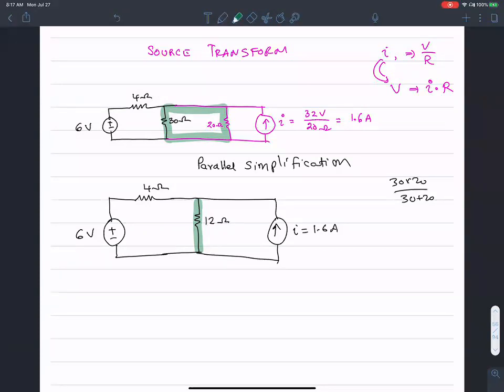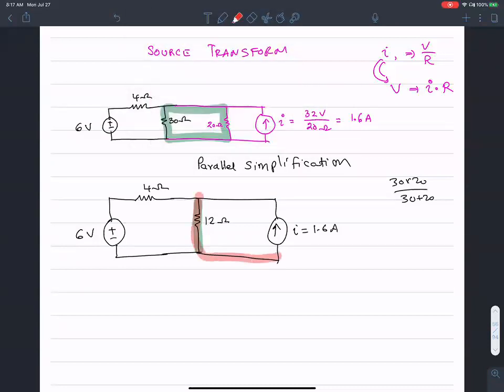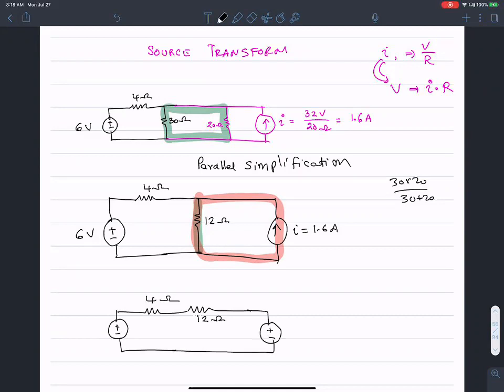Now what I'll do is to apply source transform again. Okay, by noticing that there is a parallel resistance with a current source, I'm going to convert this parallel resistance into a series resistance. I'm going to leave this as 12 ohms and convert this current source. So the idea is the red highlighted current source with a parallel resistance is transformed into a voltage source with a series resistance. So here is my source transform.